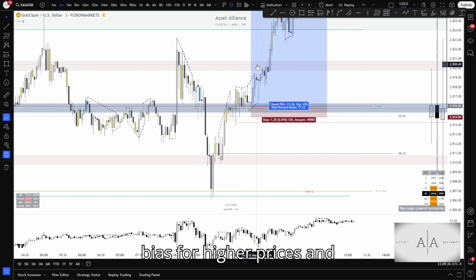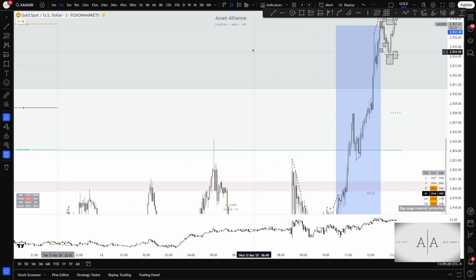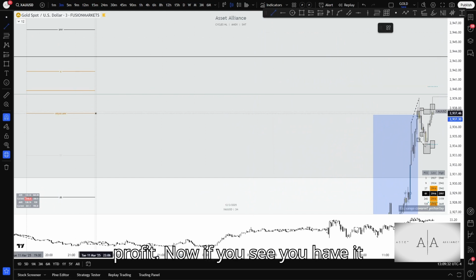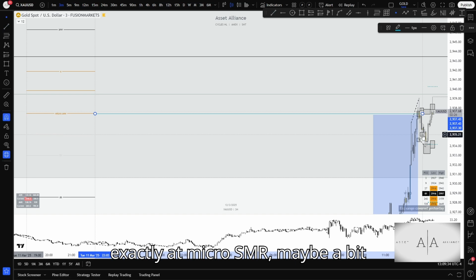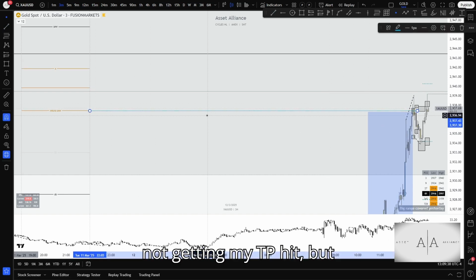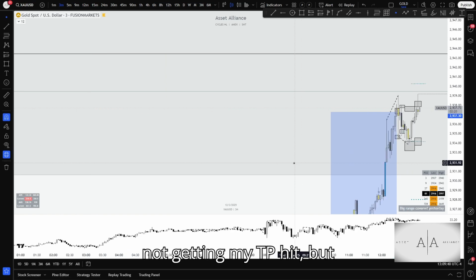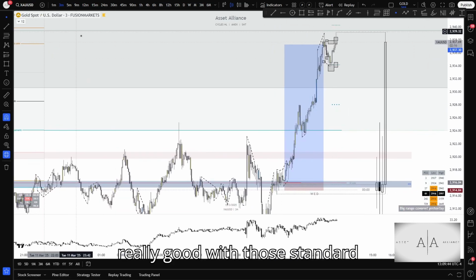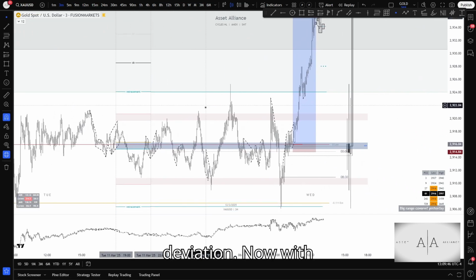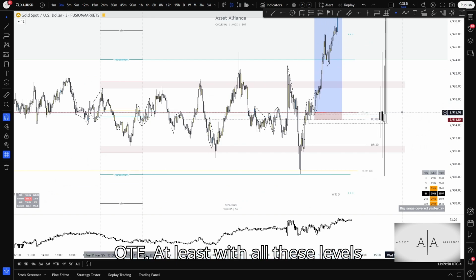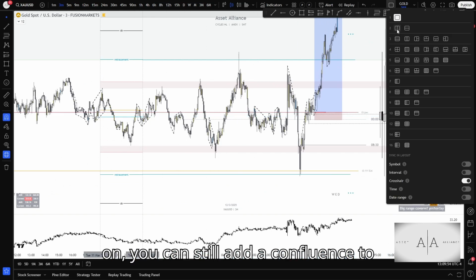Retracement gave out bias for higher prices, and I have micro SMR right here for my take profit. Now if you see, you have it exactly at micro SMR. Maybe a bit lower because I was scared of not getting my TP hit, but still micro SMR, you can see price is really good with those standard deviations. Now with all these levels on, let's take off the OTE at least. With all these levels on, you can still add a confluence to that.